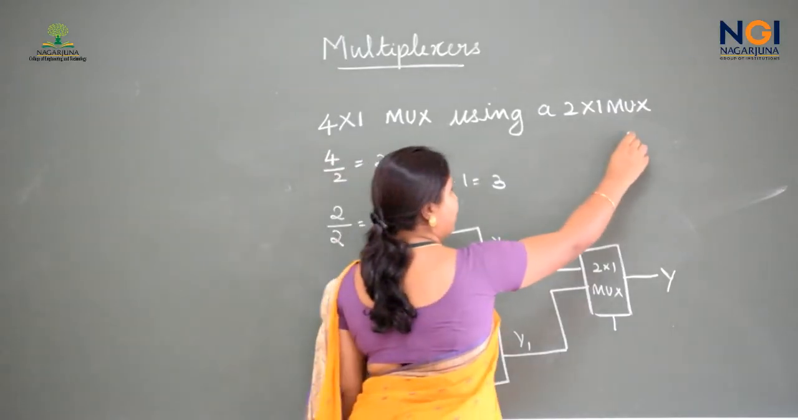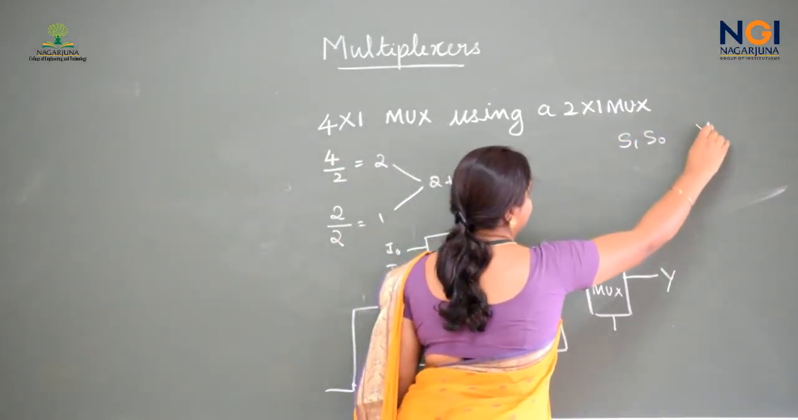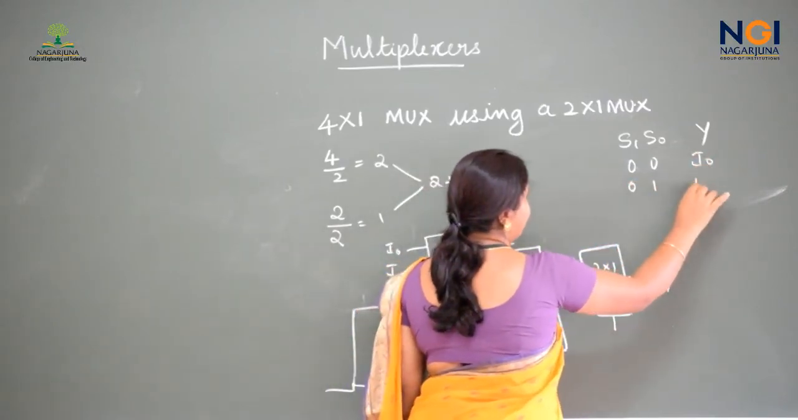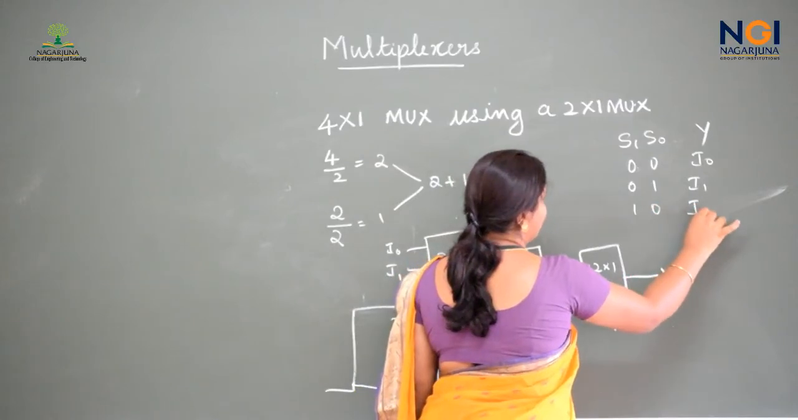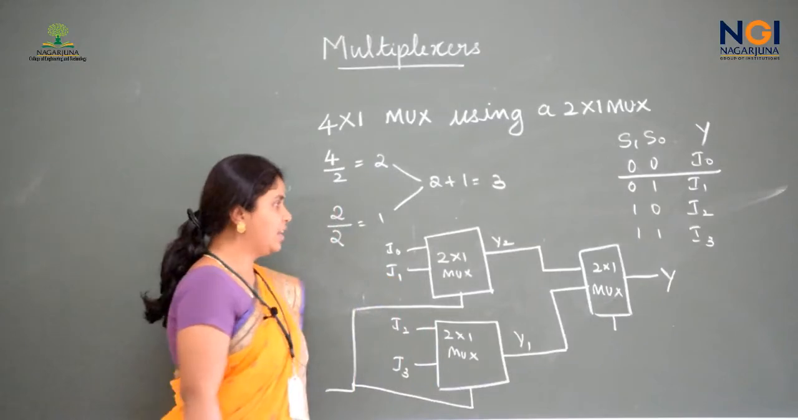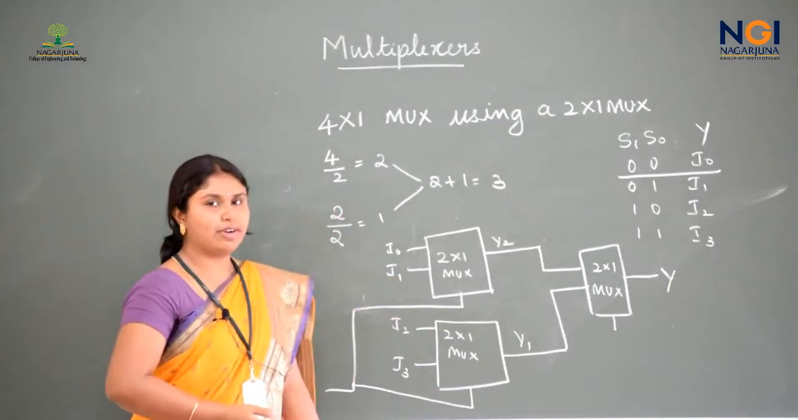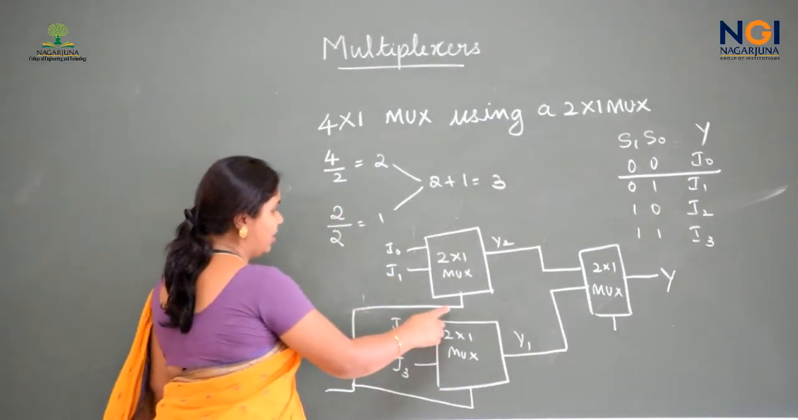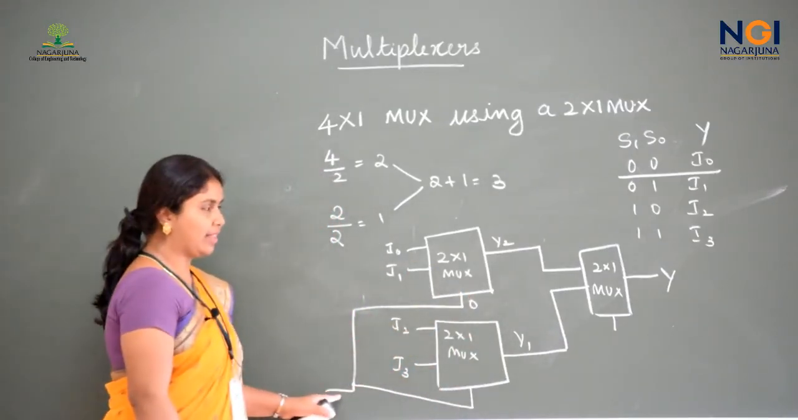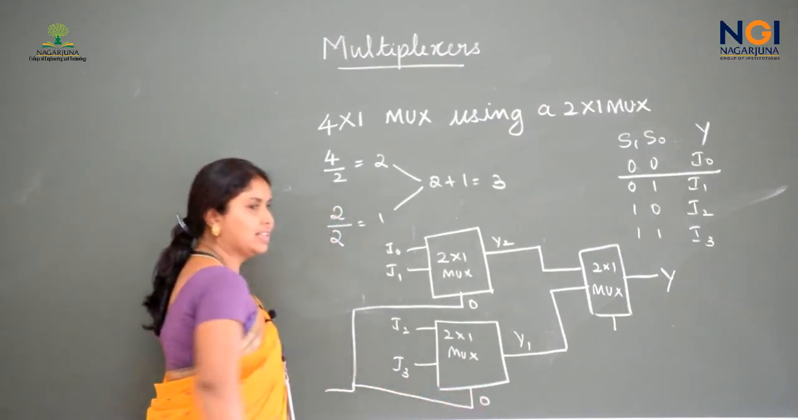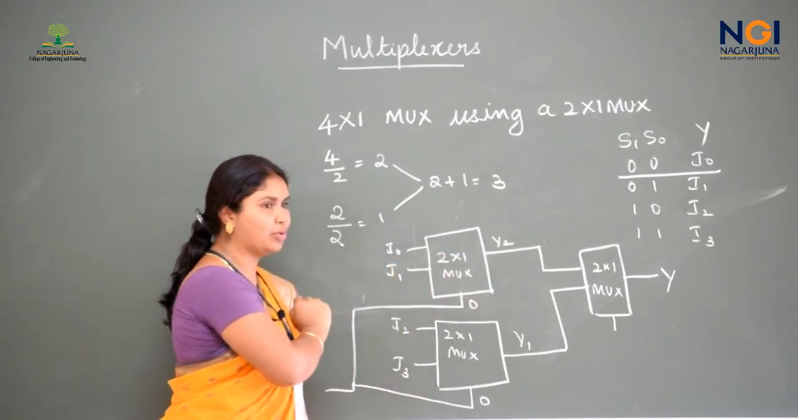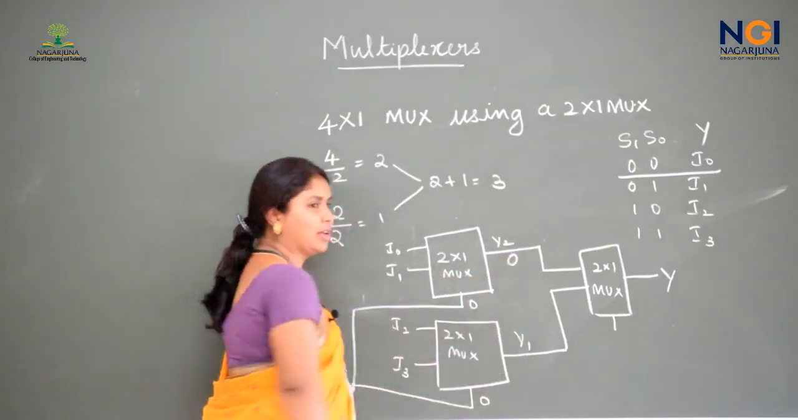So, what is the truth table of a 4x1 multiplexer? When S1, S0 is 0, 0, it is I0; 0, 1, it is I1; 1, 0, the output is I2; and 1, 1, the output is I3. Let us see the first operation. What should your output be? Y should be equal to I0. So, let me say this select pin should be 0. Since we have connected both together, this select pin will also be 0. If this select pin is 0, it is going to select the I0 pin and direct it to the output Y2.